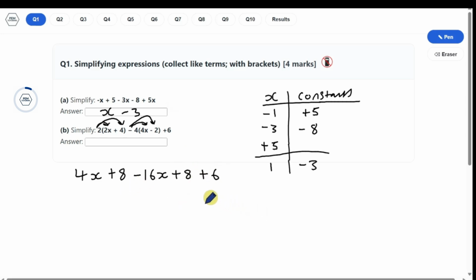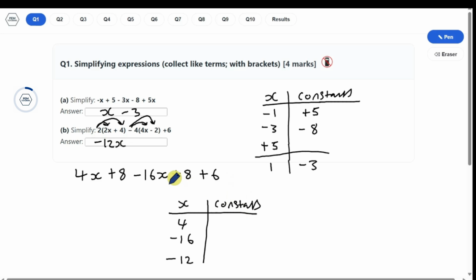So we can do a similar thing down here. Just draw a table. So that's going to be for the x terms on this column, and we have the constants on this column. So we have 4x there, and minus 16x. And then we simplify that down, so 4 take away 16 is going to be negative 12. So we have negative 12x.